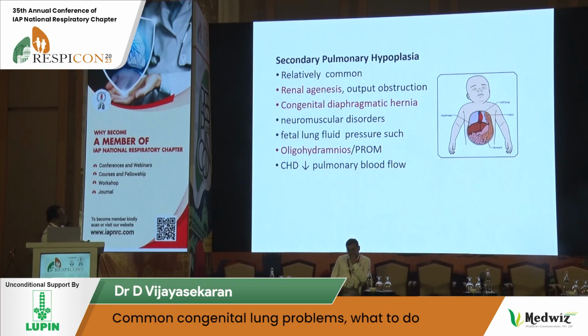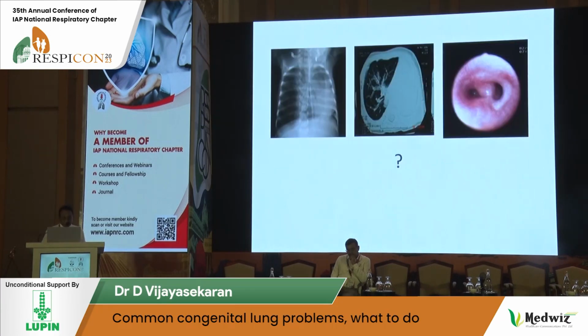The usual presentation is a secondary pulmonary hypoplasia, which comes along with renal agenesis or urinary output obstruction, along with diaphragmatic hernia. And if you go into the history, there may be oligohydramnios. Okay? And even CHD, because of the reduced pulmonary blood flow, we get secondary pulmonary hypoplasia.